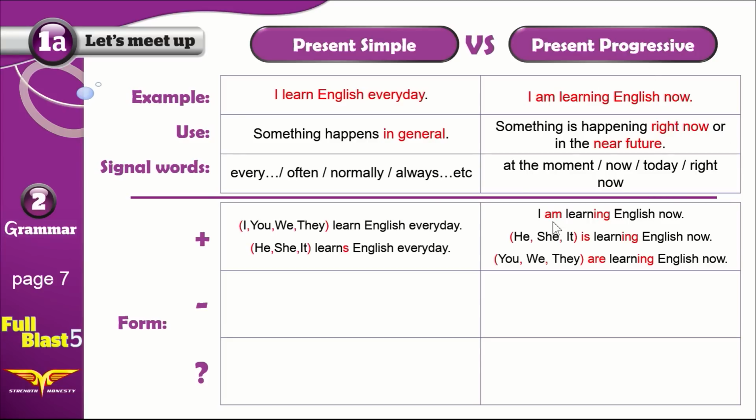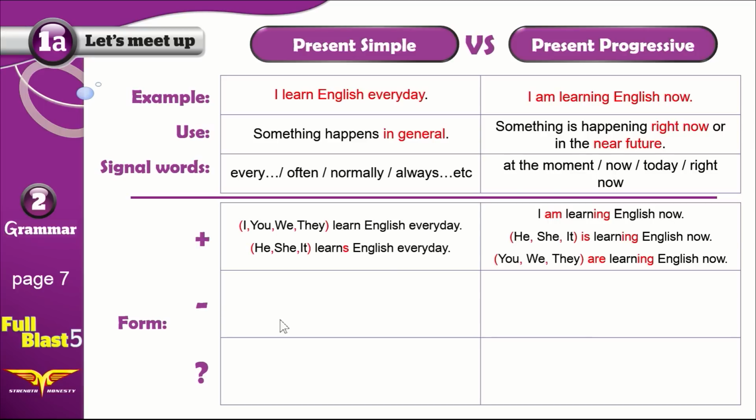Present progressive, you have to add the verb be. If you are using I, then you say I am. If you are using he, she, or it, then you use is. He is, she is, it is. If you are using you, we, or they, you use are. You are, we are, they are learning English now. Add ing to the verb.